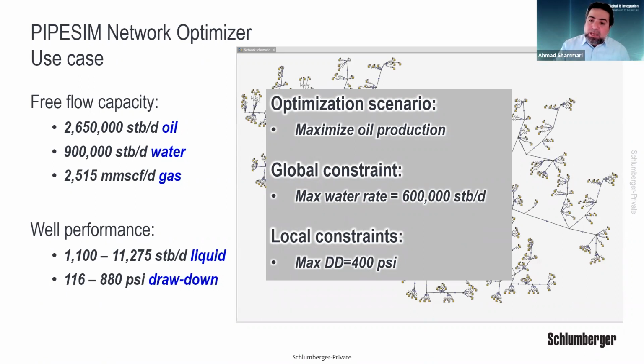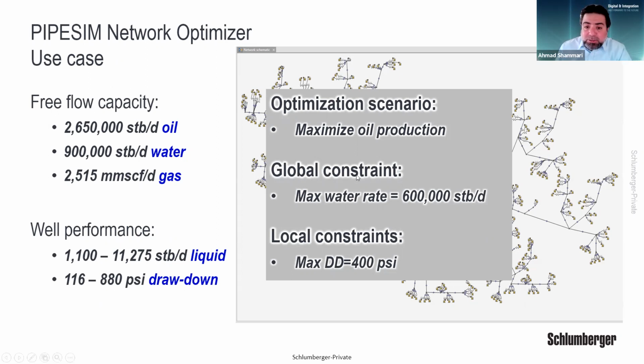All right, in order for it to reach my maximum, just to obey the global constraint of maximum water rate. And then there is also a local constraint on all the wells that the maximum drawdown should not exceed 400 PSI. As you can see here, I have wells that are going to more than 800 PSI of drawdown.